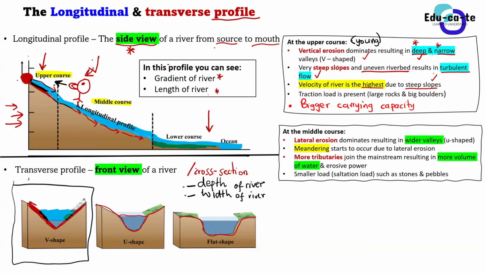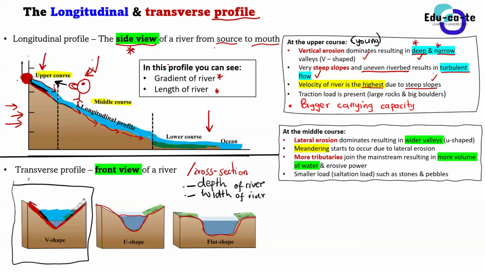The dominant type of erosion occurring at the middle course is lateral erosion. It's no longer vertical erosion. Remember, guys, at the upper course, we had a lot of vertical erosion. The river was eroding downwards, making the valleys become deeper. But now at the middle course, the dominant type of erosion is known as what?